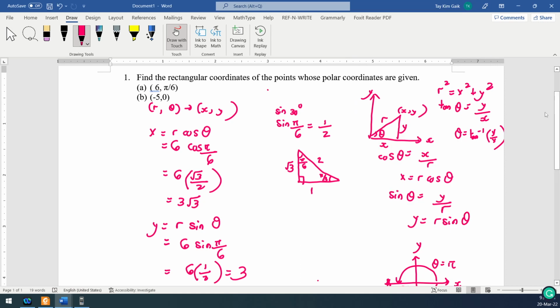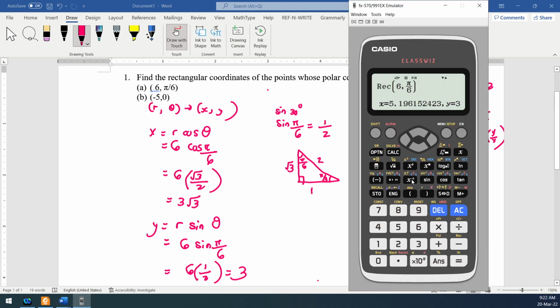So any questions here? Okay, we have shown each one example, and here we'll pick up one question from the tutorial to solve it, and we'll show you manually and also with the help of your calculator using the POL and the REC, where you can directly get the answer for you to double check whether your manual solution is correct or not. Okay, any question?